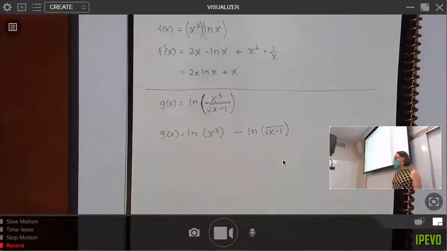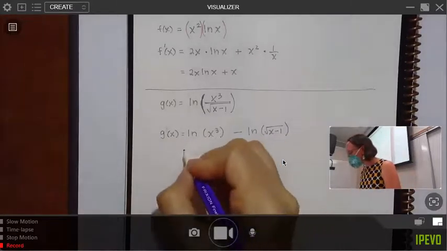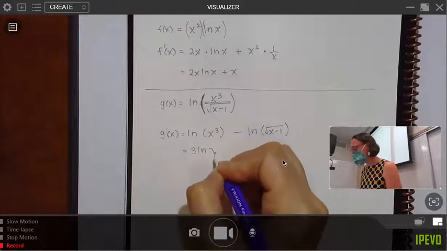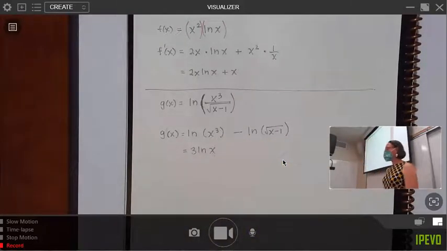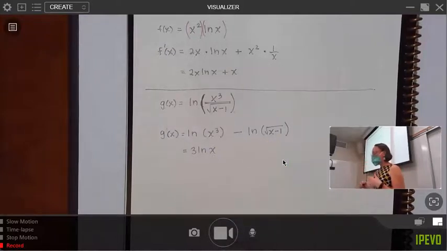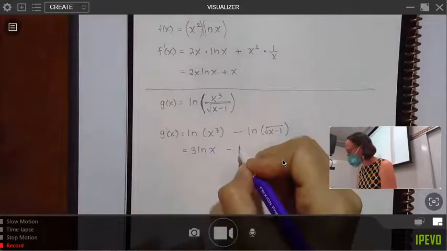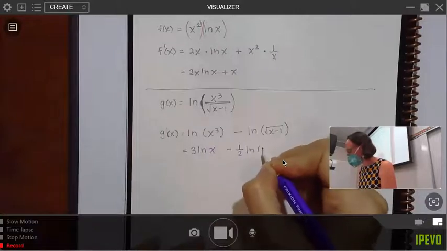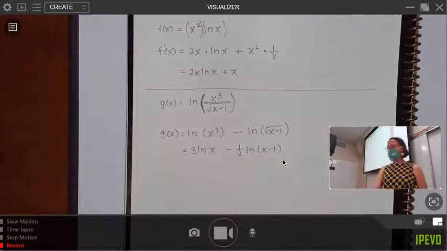And then my next log rule that I'm going to apply is the one with exponents. That log rule with exponents is going to come up a lot. It's one that we definitely want to have at our disposal. So I can rewrite this as 3 natural log of x. With that square root, the exponent on the x minus 1 is a 1/2 because we had that square root. So I can rewrite this side as 1/2 natural log of x minus 1. And that's looking way better to take a derivative of.